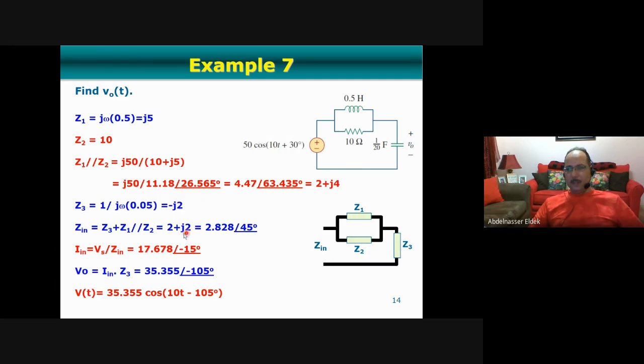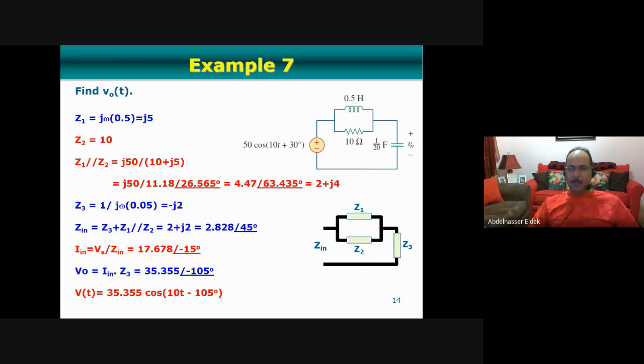This one here is very easy to convert. 2 and 2 will be 2 square root of 2, which is 2.828. Or you can say 2 squared plus 2 squared under square root. The angle is 45 degrees because it is 2 and 2. So this is the amplitude and phase, and real and imaginary. Then now you can calculate the input current. It is Vs. Vs is 50 with angle 30 degrees. You divide it by this one here.